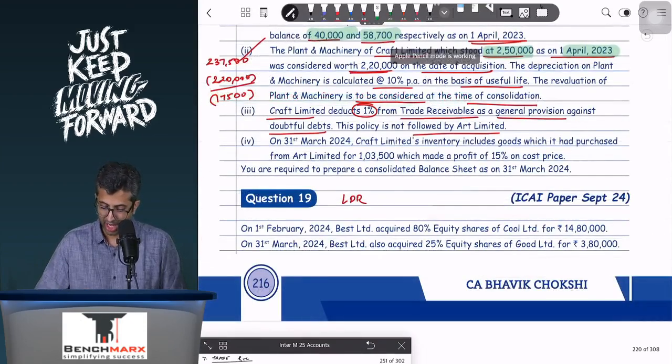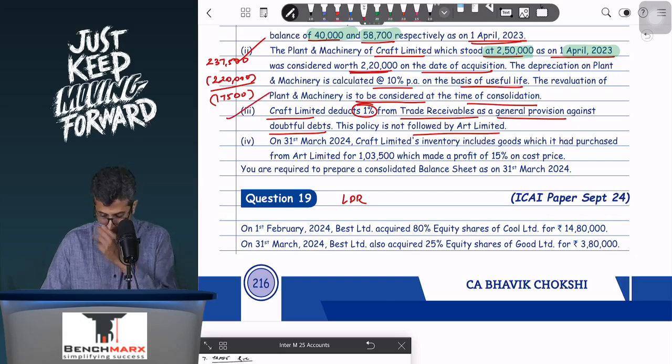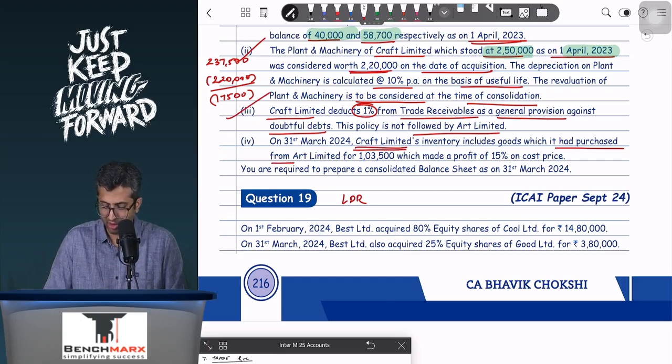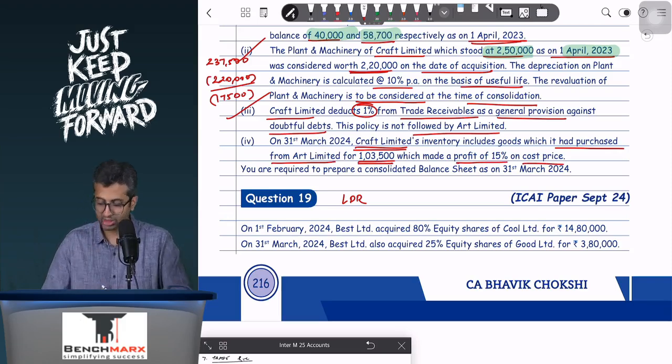Okay. And then on 31st March 2024, Craft's inventory. Craft, that is a subsidiary's inventory, includes goods which are purchased from Art for 1,03,500, which made a profit of 15% on the cost price. So if 100 was the cost, 15 would have been the profit, and hence 115. So if 1,03,500 is 115, then 15 is how much?